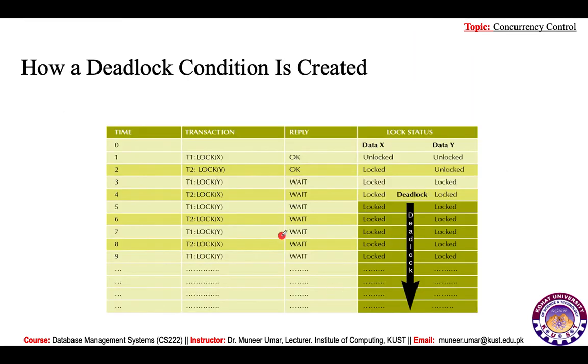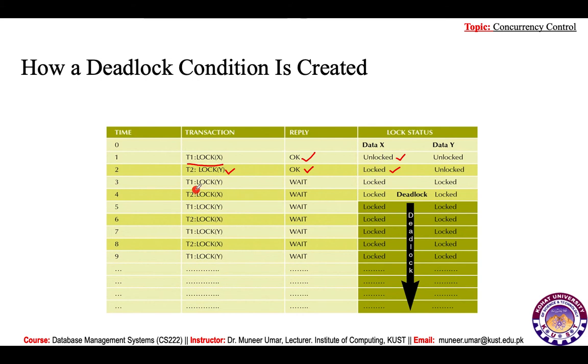Here we have the example. T1 requested to lock X since this X is free from any lock. So the lock manager replied with OK and locked X for T1. And at the same time, the data item Y is also unlocked. Then T2 requested Y, it's free. The lock manager locked it for T2.